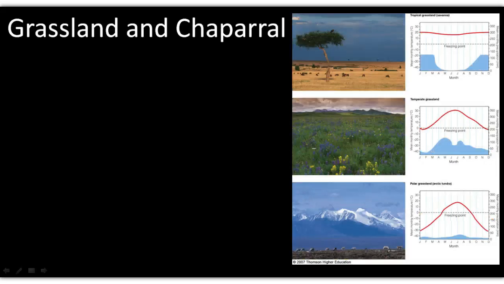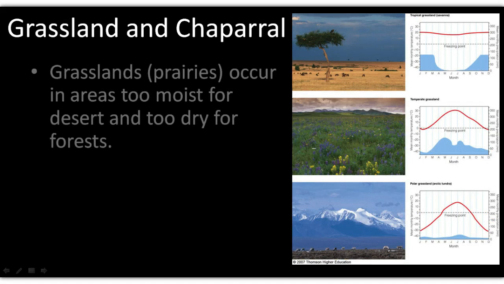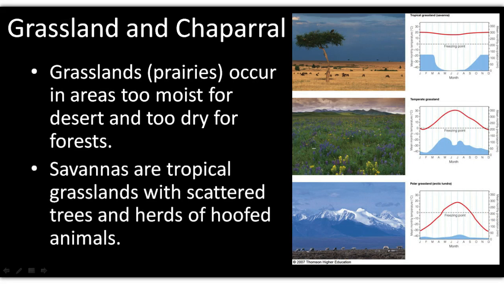Got it? All right, grassland. What makes a grassland a grassland? Well, pretty easy as far as this little idea. It's too moist to be a desert and too dry to be a forest. Easy enough. So if you take a look at these diagrams here, you notice that the precipitation is markedly higher than it was in a desert.